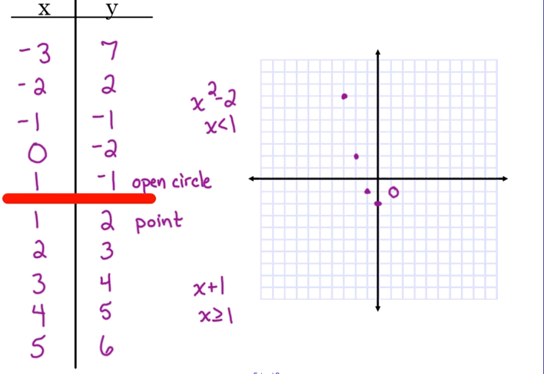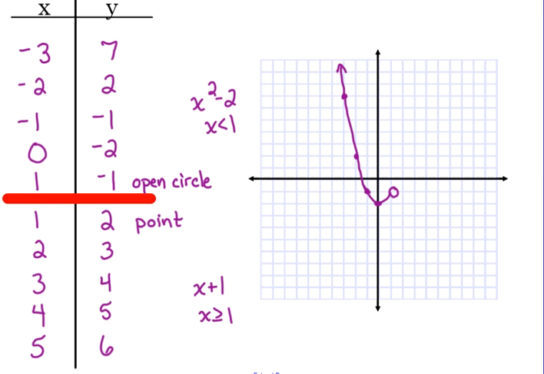And I'm going to go ahead and connect those parts of my graph. I'm going to go ahead and graph that part of the curve. So I've got part of a parabola here. I don't have the whole thing. I just have part of it because I only have the part where x is less than 1.